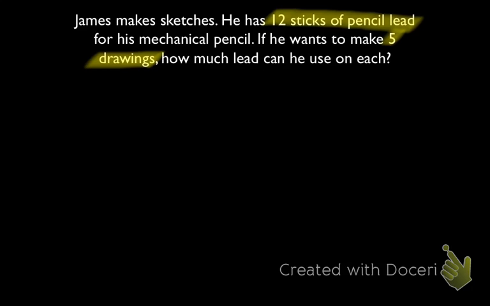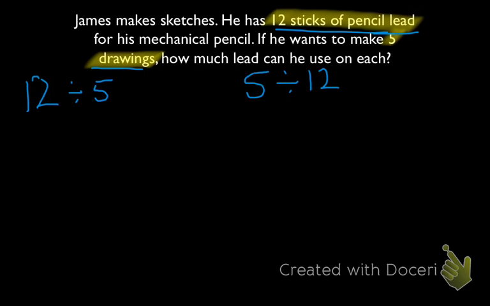Now, as we did before, the first step is to represent this as a division equation. Just looking at these two numbers, I could have 2 potential equations. 12 divided by 5, or 5 divided by 12. And we can check the reasonableness of each one. 12 divided by 5 is asking us to take 12 sticks of pencil lead and to use them among 5 drawings.